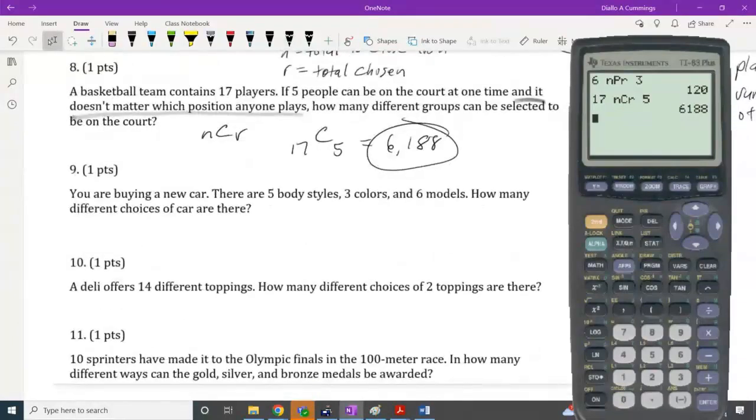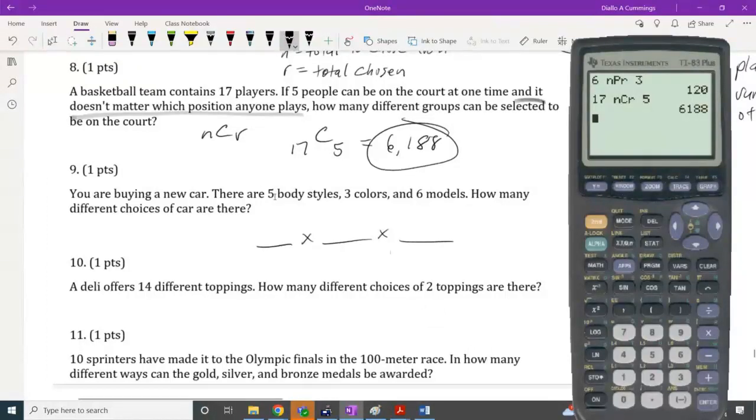All right, number 9. It says you're buying a new car. There are 5 body styles, 3 colors, and 6 models. How many different choices of car are there? Now this is similar to the license plate example, right? It says how many different choices are possible. I'm going to map out 3 outcomes. One outcome is for the body style, the next outcome is for the color, and the next outcome is for the model.